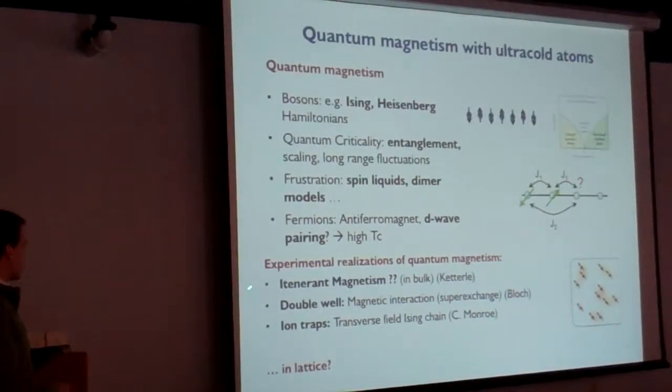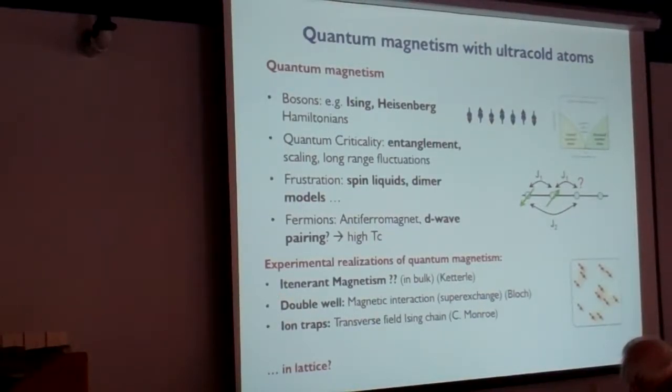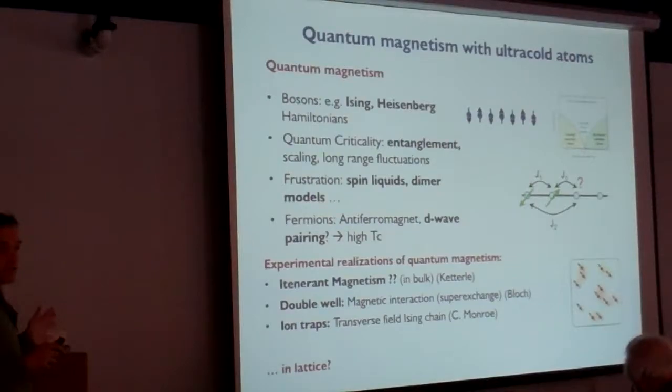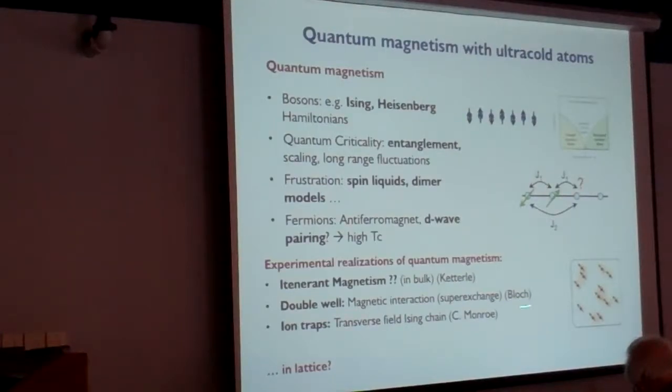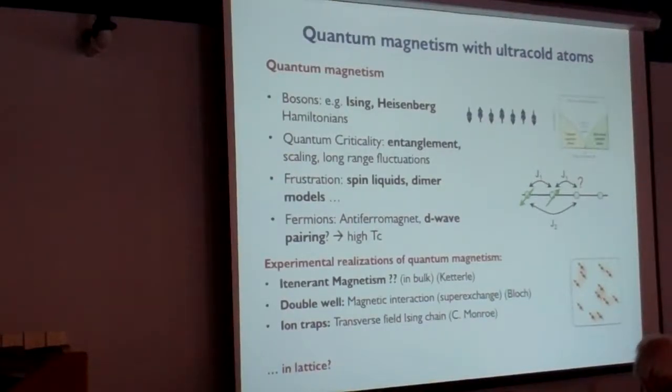Okay, so there hasn't been much so far in bulk systems. Wolfgang Ketterle tried to study itinerant magnetism, but they later found that they mostly observed instabilities, and that there is no ferromagnetism in the system they were considering, which is an interesting result. And then Immanuel Bloch has started to see some magnetic interaction in a double well, and in ion traps there are actually some interesting quantum simulations. But in optical lattices, this was hard so far.